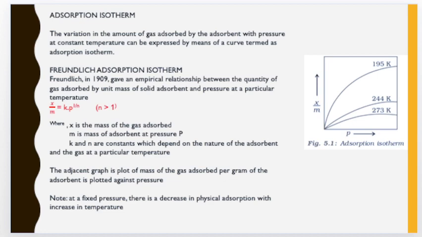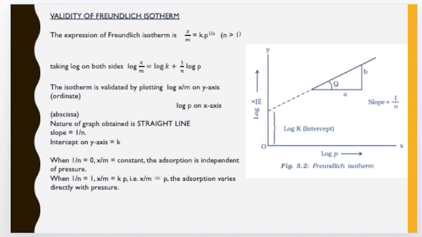Alright. Next we have the validity of Freundlich isotherm. To validate this expression, a mathematical derivation for the equation was given. We know the Freundlich isotherm is given by the expression x by m is equal to k p to the power 1 by n, where n is always greater than 1. Now, if we take log on both sides, we obtain the equation log x by m is equal to log k plus 1 by n log p.